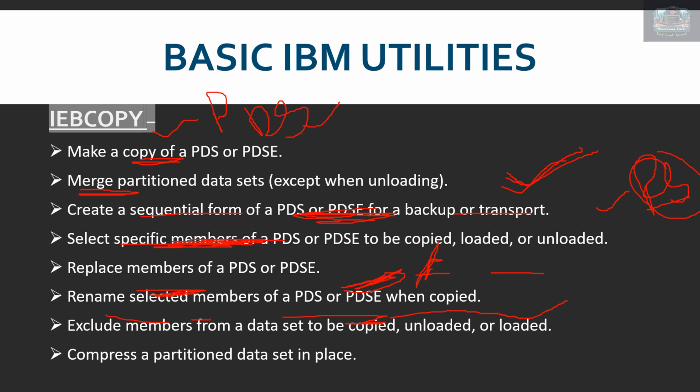And you can also exclude. The way you can select specific members which you want to go, in the same way you can exclude members you don't want to be loaded to the other PDS. And the main thing which we do almost every time is compress, when we want to free up the space in the PDS. As you know, a PDSE can organize its space on its own, but a PDS cannot. So you have to run compress using IEBCOPY so that it will free the unused space.